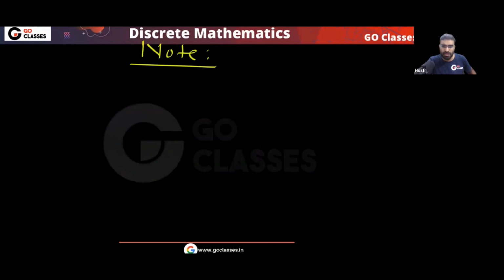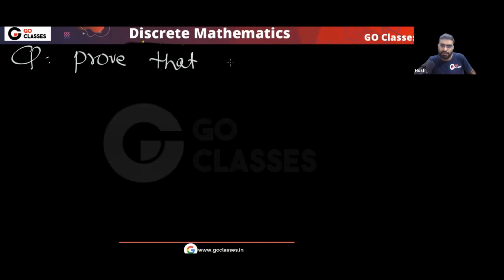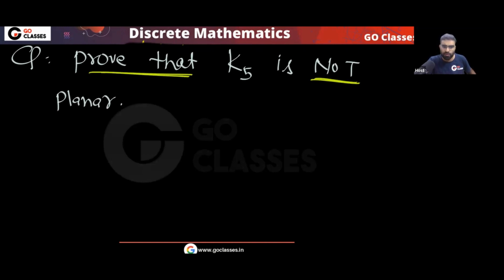For example, let's take an example. What about K5? My question is, prove that K5, the complete graph on 5 vertices, is not planar. Can you prove it? This is what we need to prove. So tell me, how will you prove it?